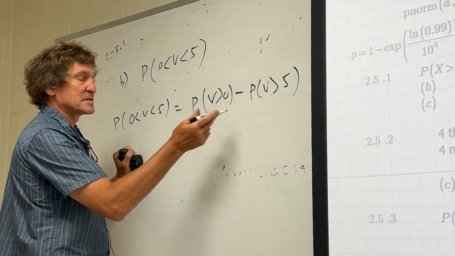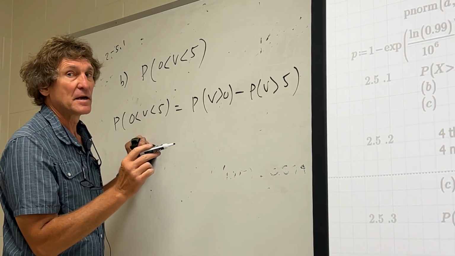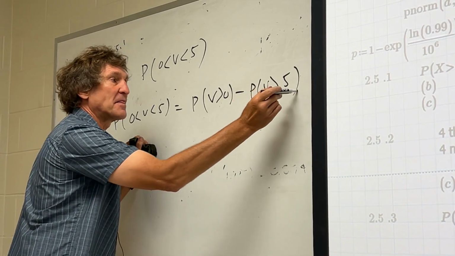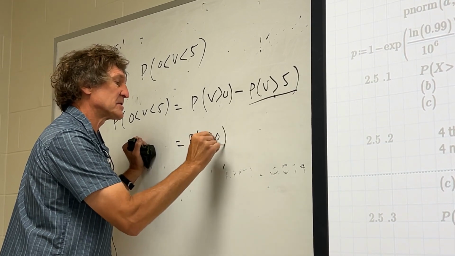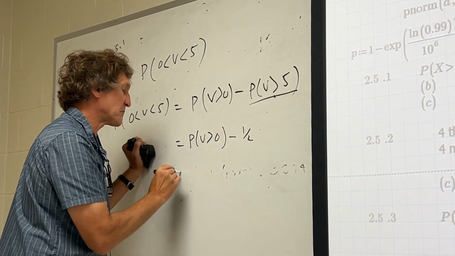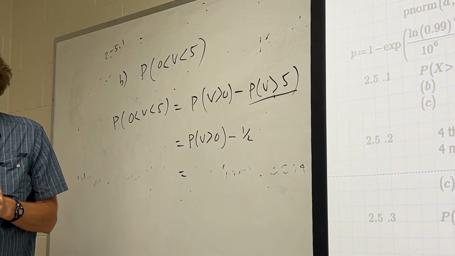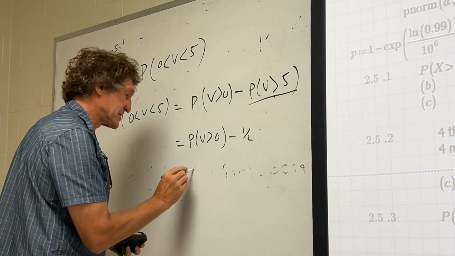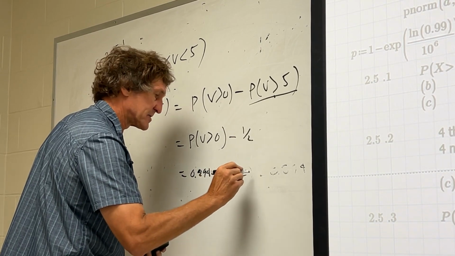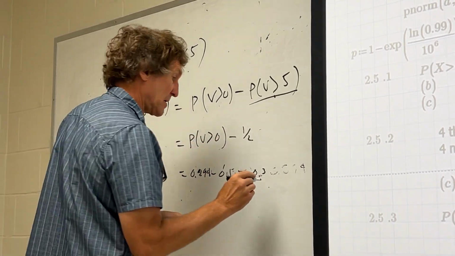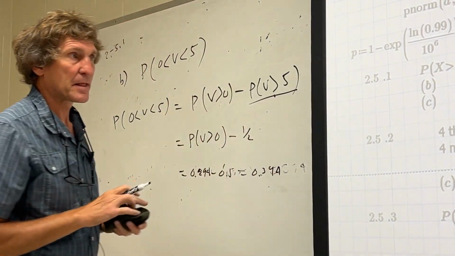So when I look at this, just take a look at this. What is the mean? 5. What is this? 0.5. So I can say this is P of V greater than 0 minus 1/2. What was the first part? P of V greater than 0, right? Y'all follow me? So this is given to us, 0.894 minus 0.5. It's 0.3 something? 0.394. I think it's up there too, right? Right there.